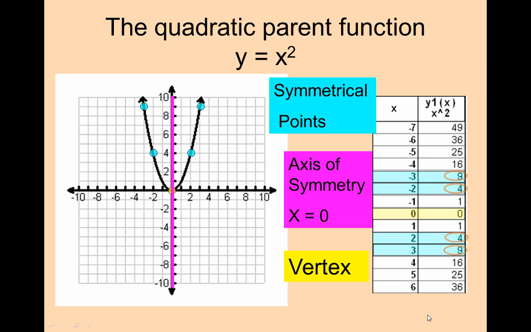Okay? Symmetrical points have the same y values. They are the same distance away from this axis of symmetry. And if you look in a table, you have to be able to find the symmetric points, and the way you look for them is by the matching y numbers. See, if you look, you've got 36, 36, 25, 25, 16, 16, 9s, 4s, 1s. 0 is the only one that doesn't have a date to the prom. It's the only one that's by itself.